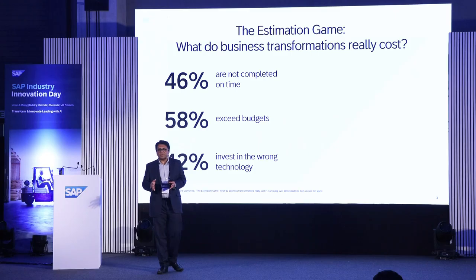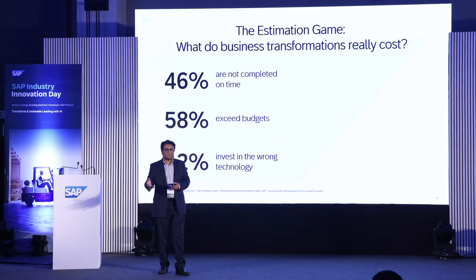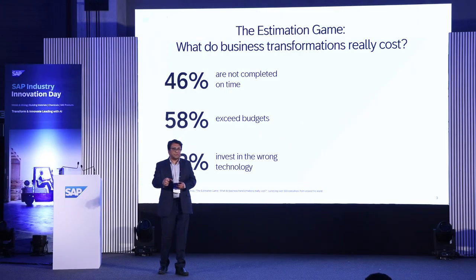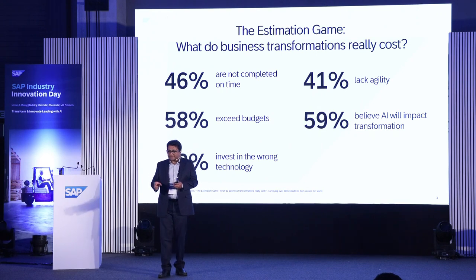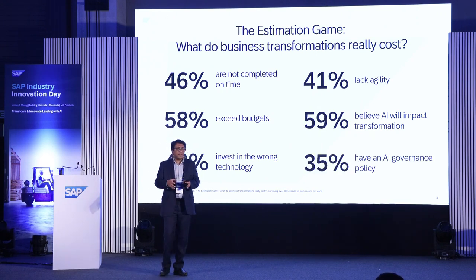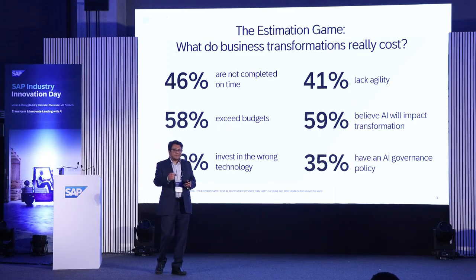You do an internal evaluation, you do a market evaluation of a particular technology, but that technology may not be the right fit for purpose, fit for your organization. It may be the best of breed in that market space, but is it fit for your organization's requirements? The necessity of agility is very important. 59% believe AI will impact transformation, but so far only 35% of organizations who have participated have an AI governance policy. Now all these are leading to failure of business transformation.